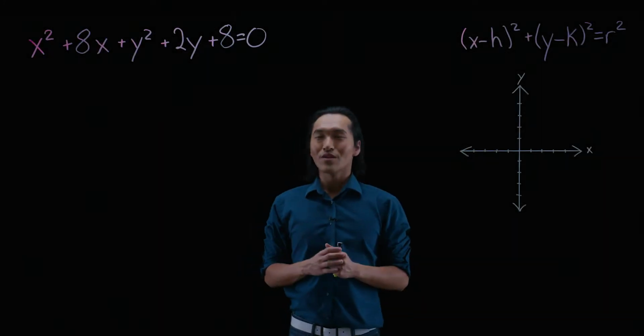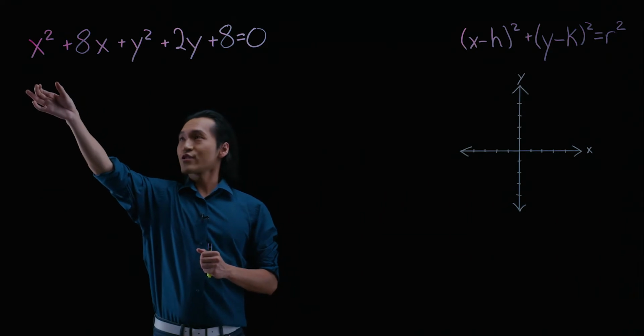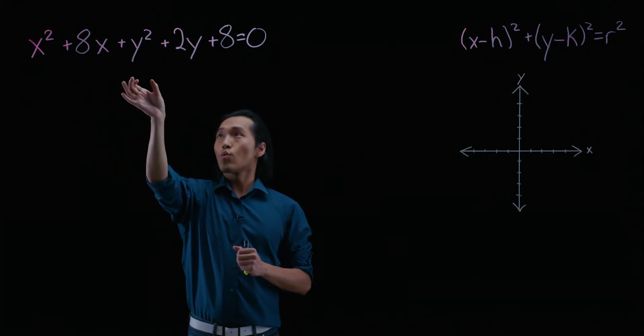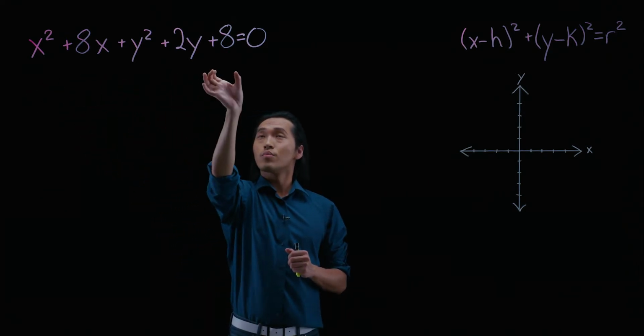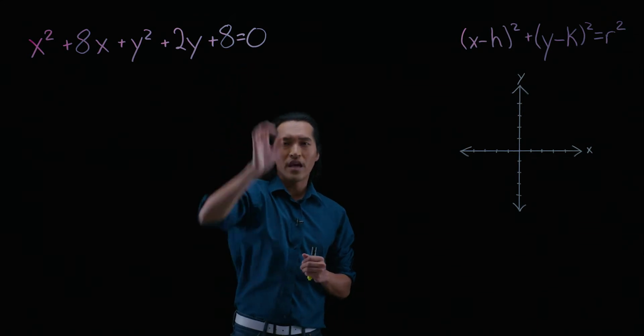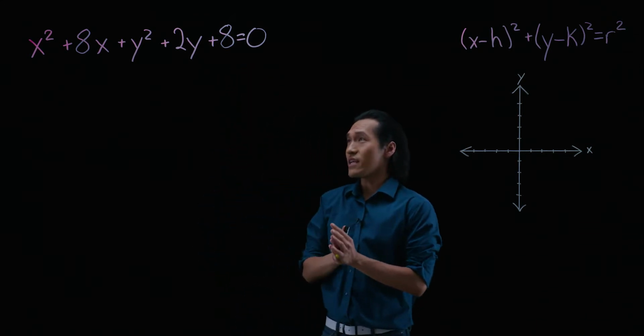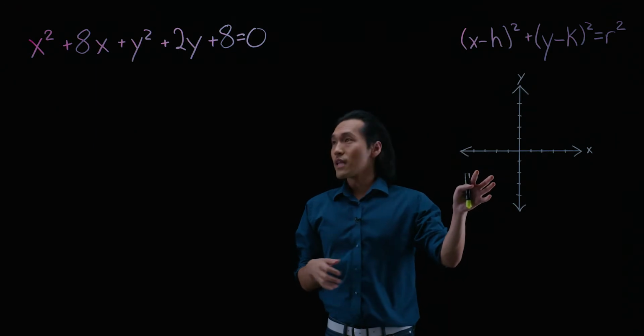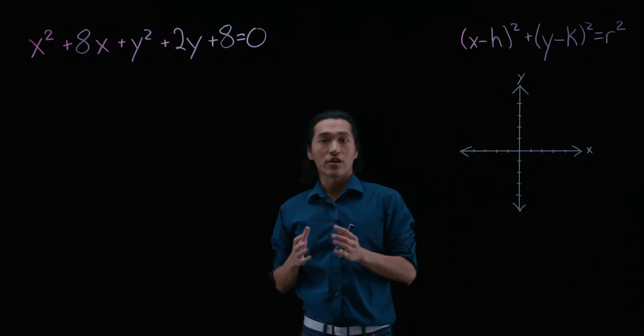Hi, I'm David. So for this problem, we're given an equation, x squared plus 8x plus y squared plus 2y plus 8 is equal to 0. And they want us to find the center and radius, sketch it on a coordinate plane, and then use our graphing utility to check our answer.